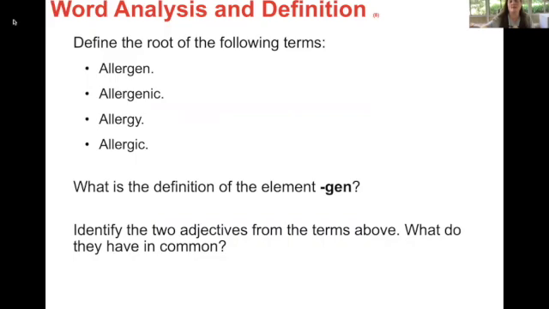Here it's pointing out, notice all four words start with A-L-L-E-R-G.